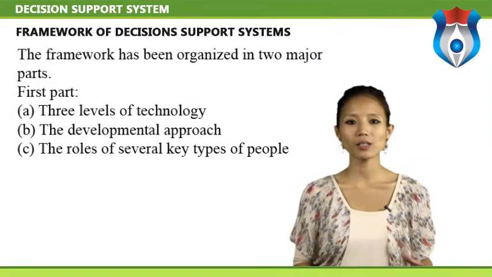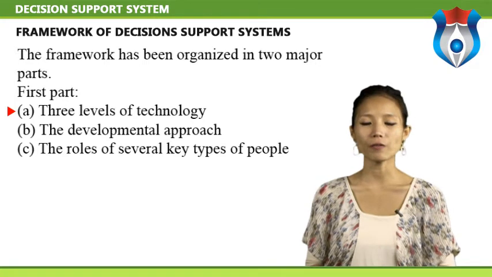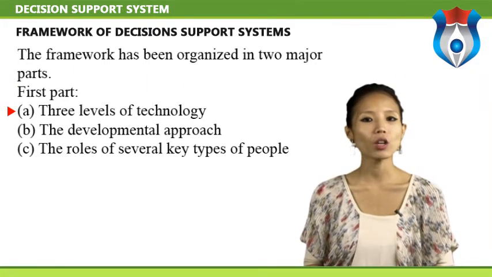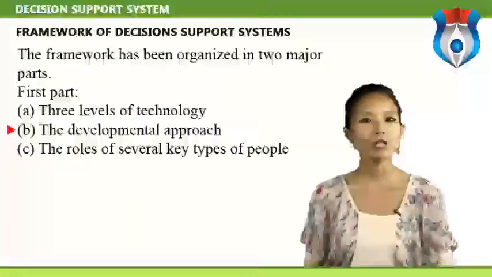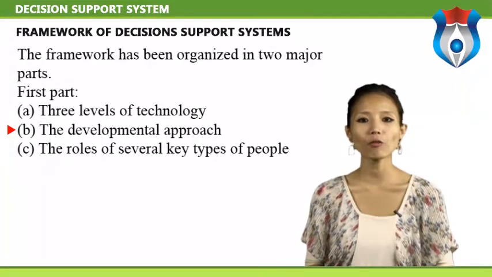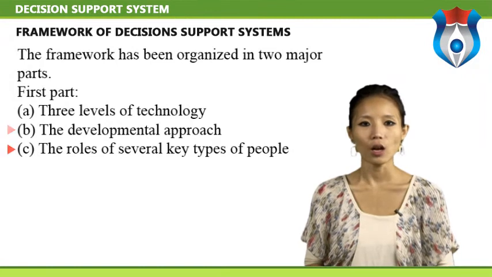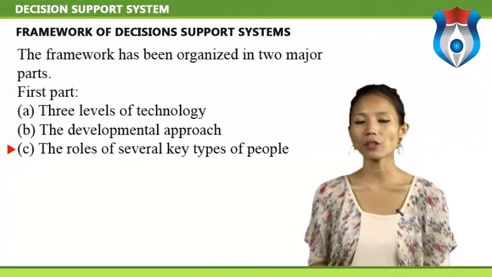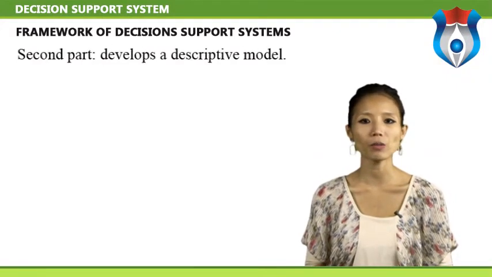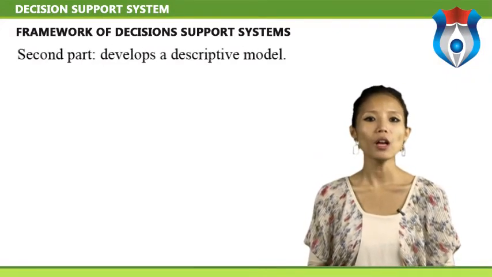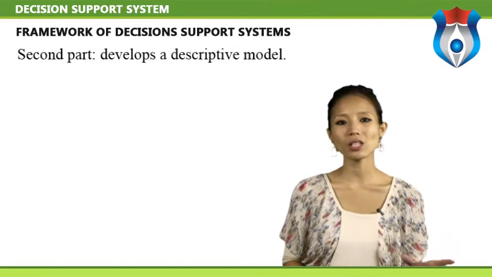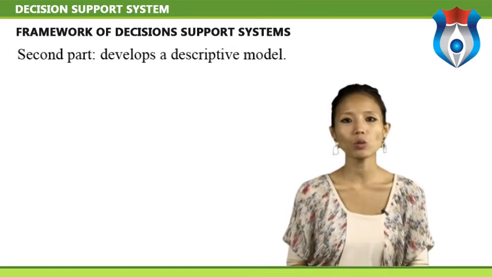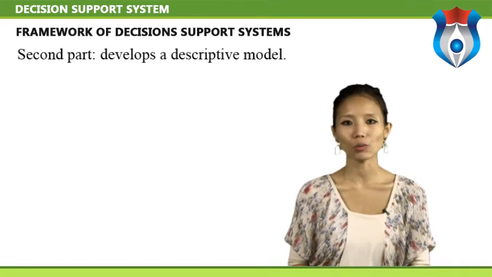The first part considers three levels of technology, all of which have been designated as a DSS with considerable confusion, the developmental approach that is evolving for the creation of a DSS, and the roles of several key types of people in the building and use of a DSS. The second part of the framework develops a descriptive model to assess the performance objectives and the capabilities of DSS as viewed by three of the major stakeholders in the continued development and use.